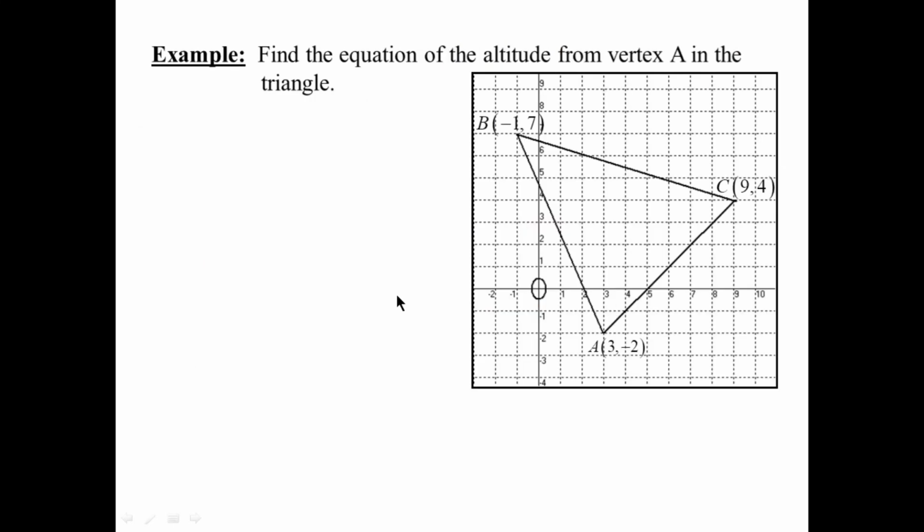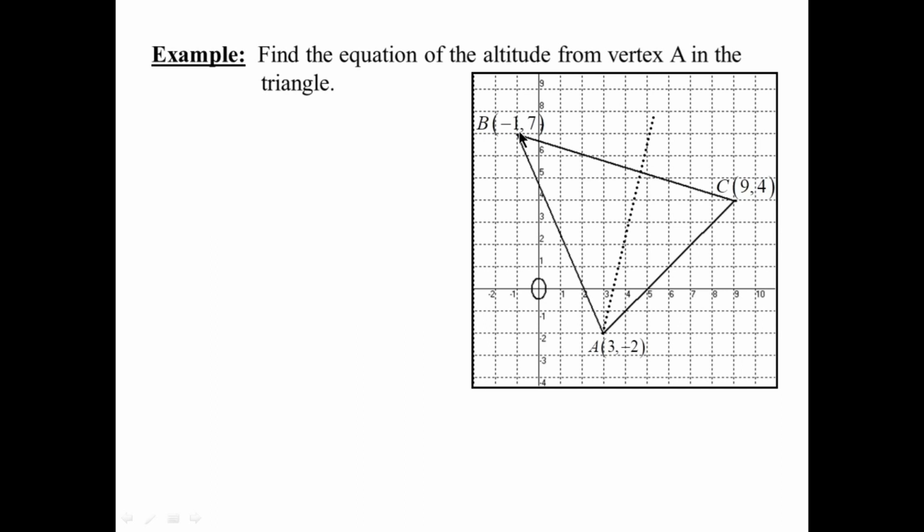Example: find the equation of an altitude. Here we have a triangle, and we want the altitude from vertex A, which is this line. The altitude actually stops at the line, but the equation of the altitude is the equation of this line here. So we need the equation of this line. We've already got a point on it. All we need is its direction.